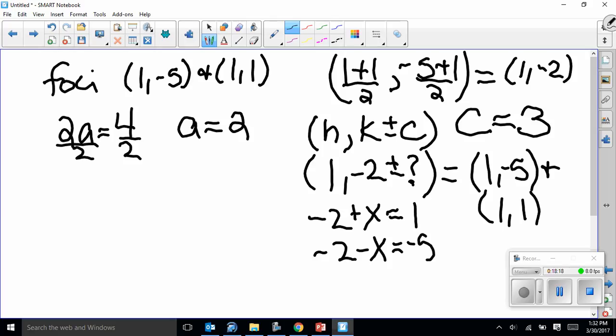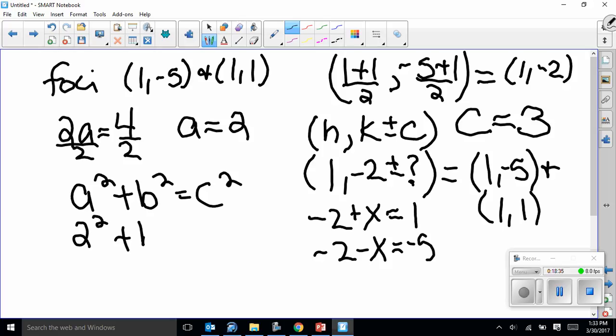And then we can find b. We know that a squared plus b squared equals c squared. Since we know a and c, we can get b. So 2 squared plus something equals 3 squared.